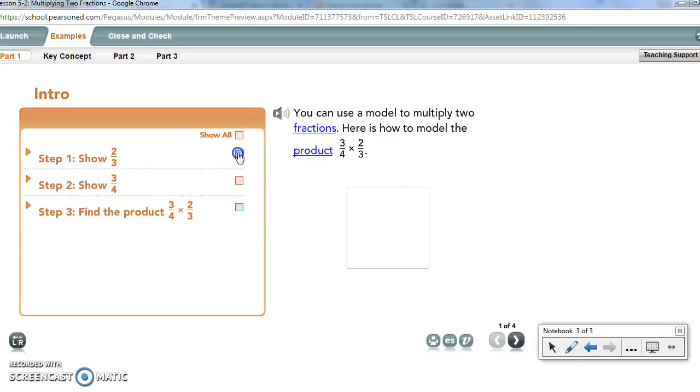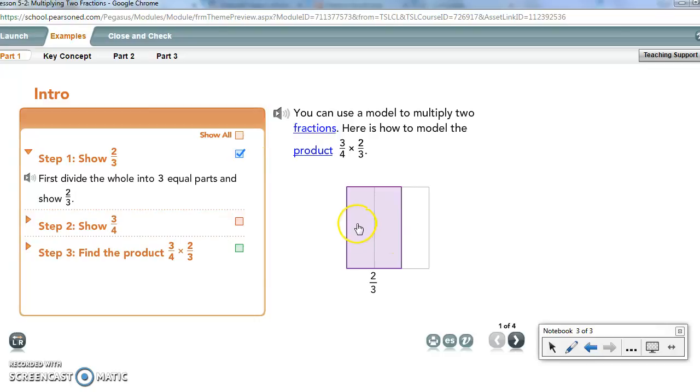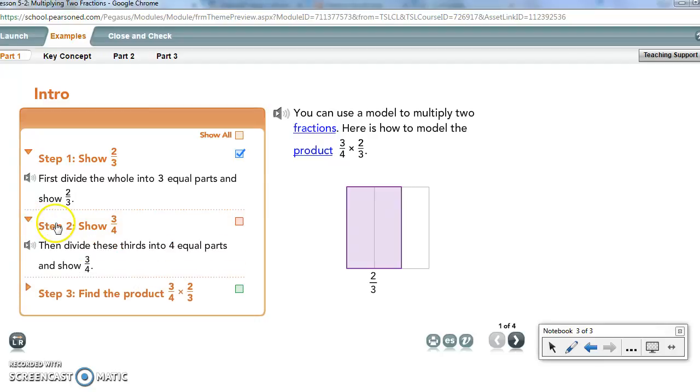So you're going to see here when I click this, here's 2/3. 1, 2, 3, and 2 are shaded. Step 2 is they want us to show 3/4. So then divide these thirds into 4 equal parts and show 3/4.